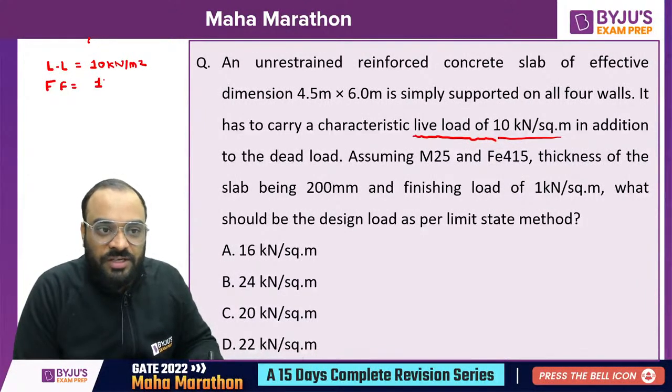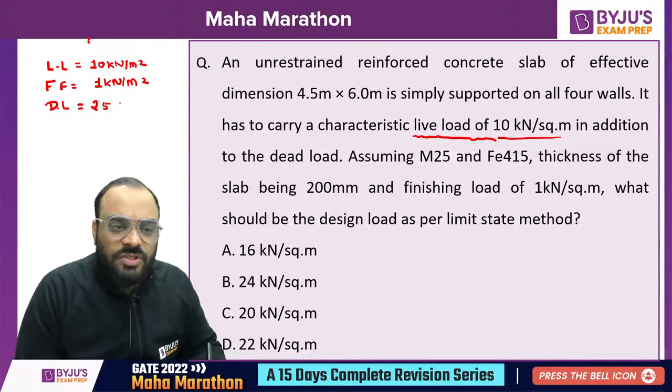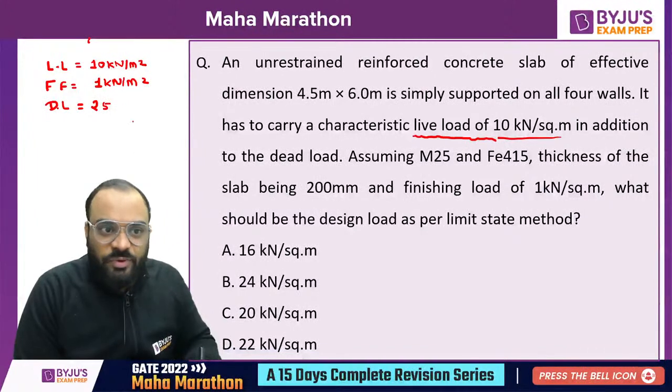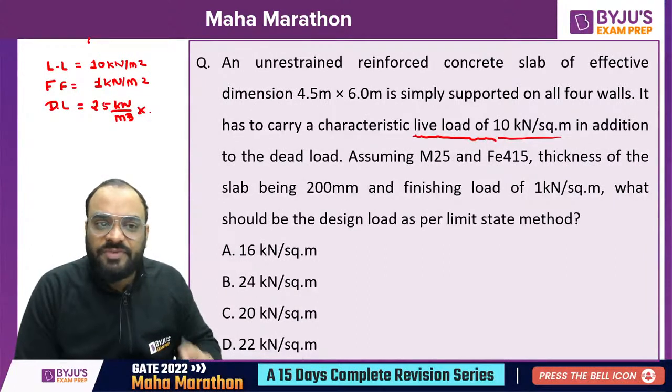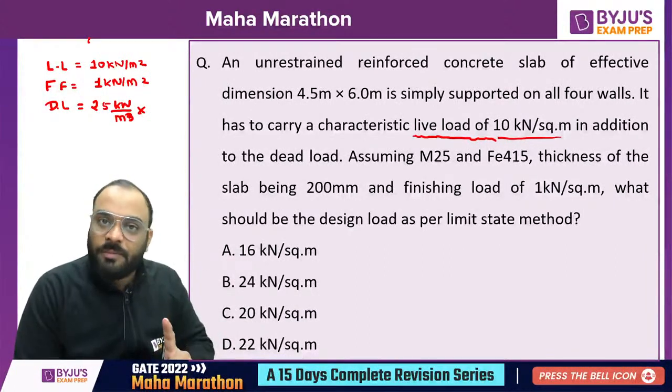That is basically 1 kilonewton per meter square. But the dead load is not given to us directly. We need to calculate it. You know that, guys, the unit weight of concrete is basically 25 kilonewton per meter cube, right? Now we need to calculate the value of dead load per meter square area.